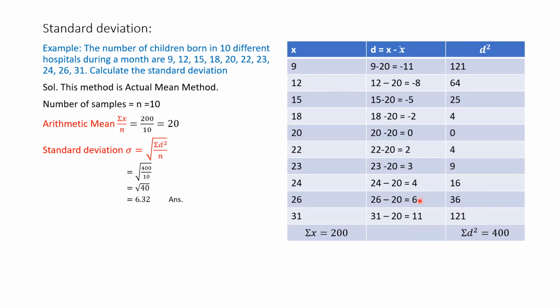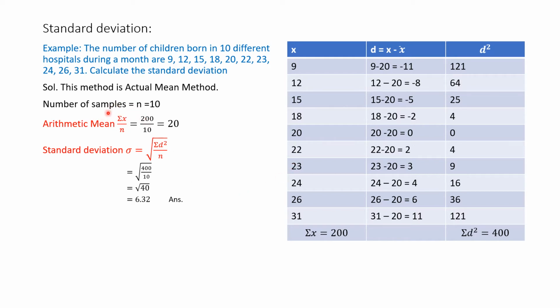6 into 6 is 36. And 11 into 11 is 121. So we started with the given data and added up. So total we found 200. The 200 was divided by 10, that is the number of samples, and we found the average 20.